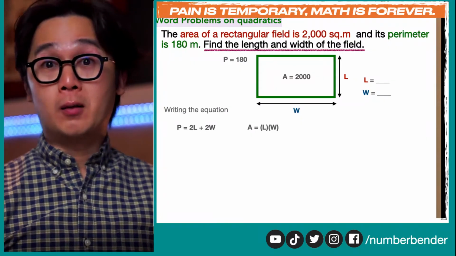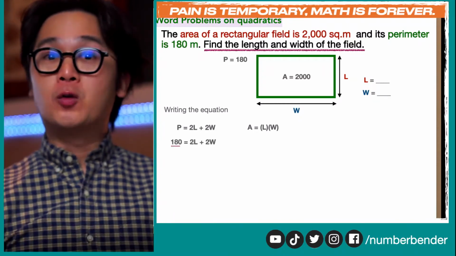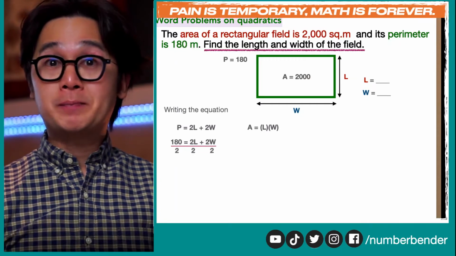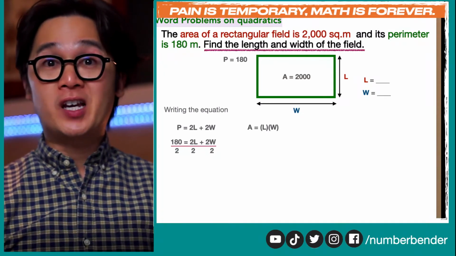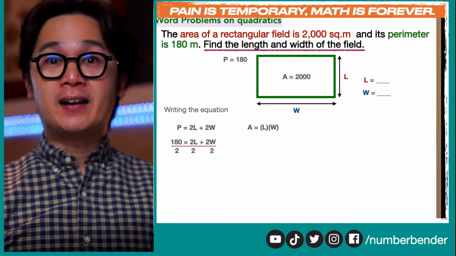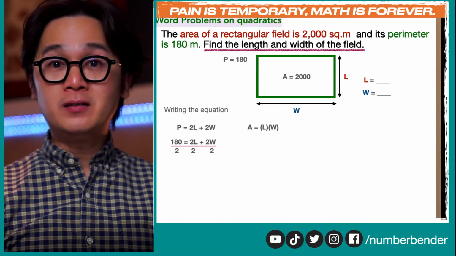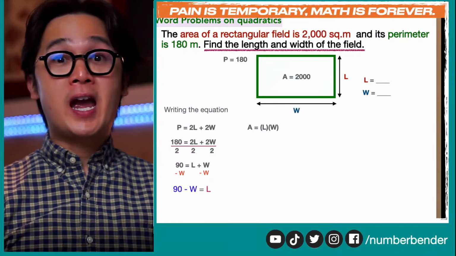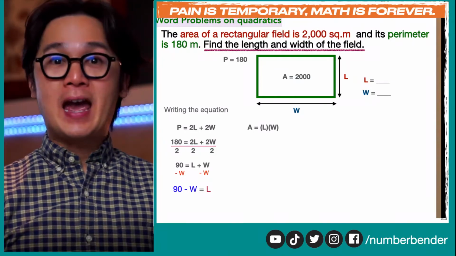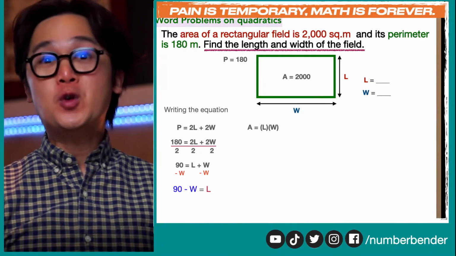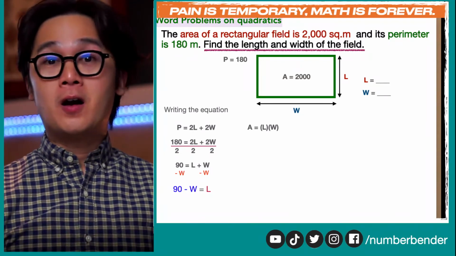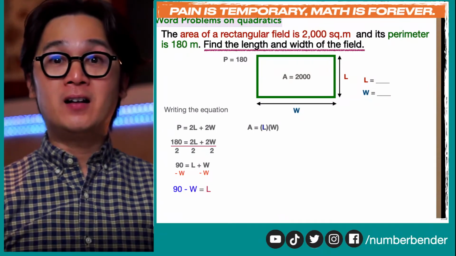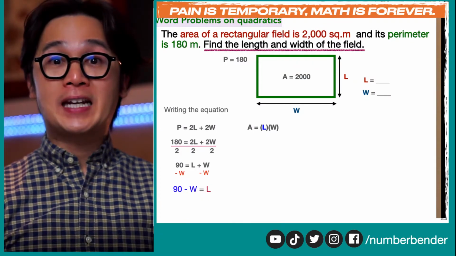So now that we have our modified version of the formula for the perimeter with respect to the word problem, which is giving us 180 meters as the length around the rectangular field, I now have L equal to 90 minus W. And now that I have this equation, I will move to the formula for the area of the rectangle, which is length times width, and modify L into 90 minus W.